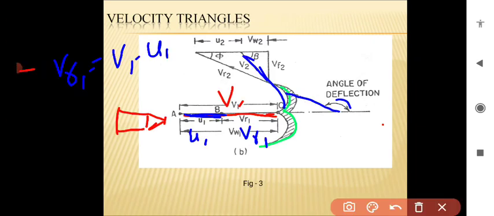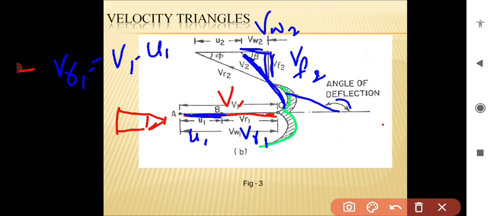the splitter, the jet is moving in this direction with velocity V2, and here again there are two components, one horizontal and one vertical. We know that the horizontal is VW2 and the vertical is VF2. VW2 is the whirl velocity at outlet and VF2 is the flow velocity at outlet.